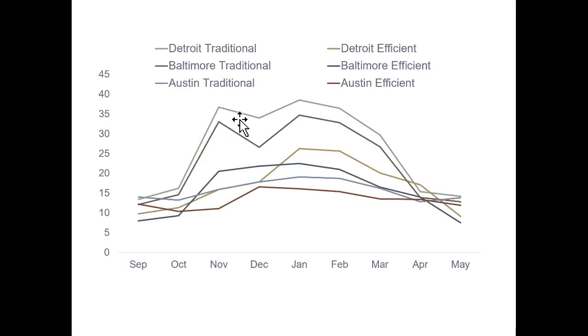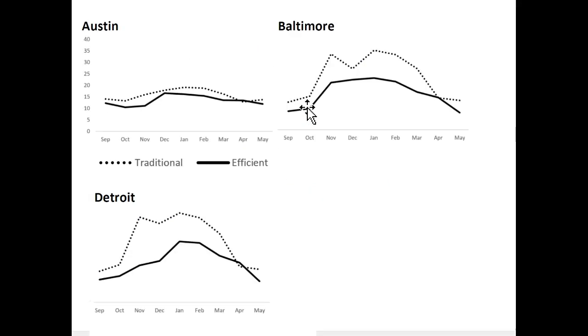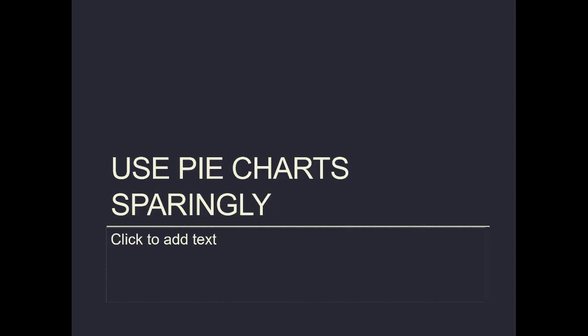Whereas in this original one, pretty much the only story I get is that all of the lines go up in January, and all that's telling me is that across the board we use more energy in cold months. And I don't think I need a study to tell me that. Whereas this says, okay, they're kind of working better.